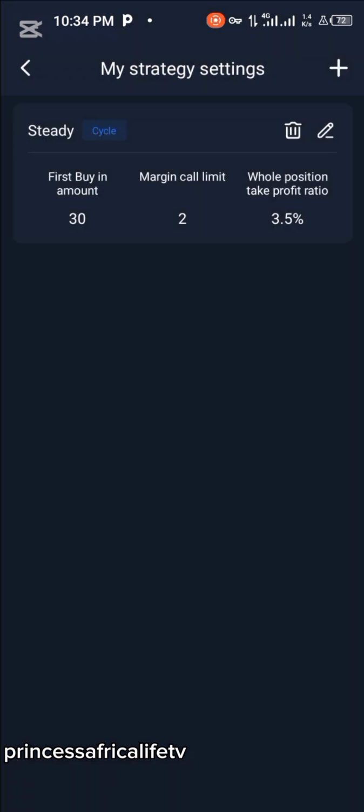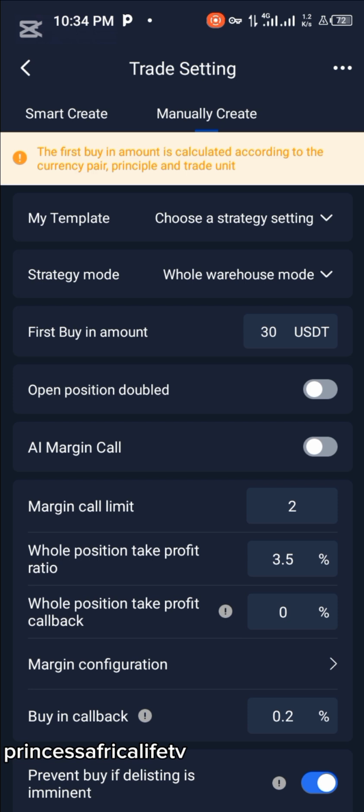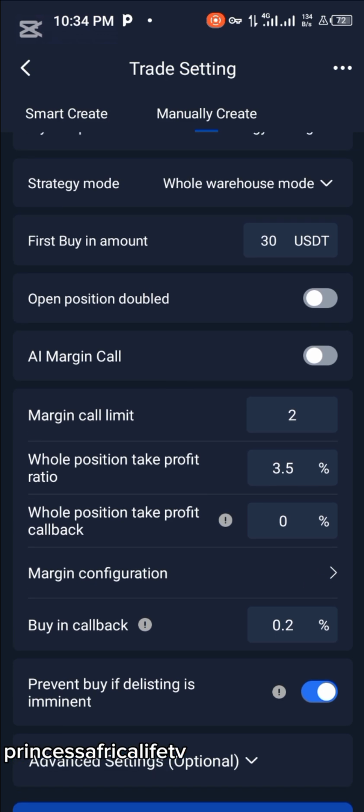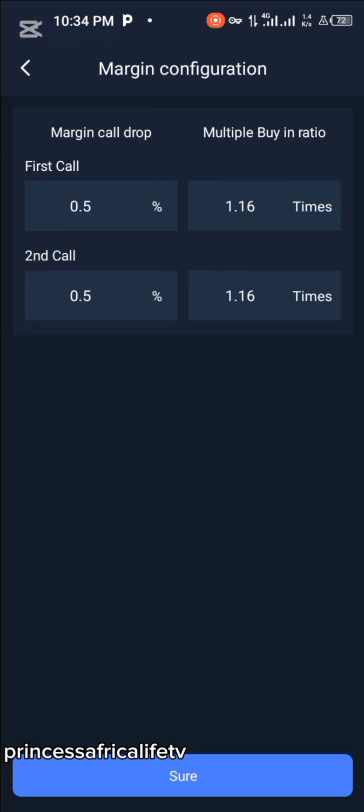That thing you have set will now come out. Are you seeing the way it is here? You click on it. So it has fallen down here. You don't need to go setting back all over again. Everything is here. 30%, 2 margin calls, 3.5. Everything you did is here. If you click this margin call, you can see everything you did here.